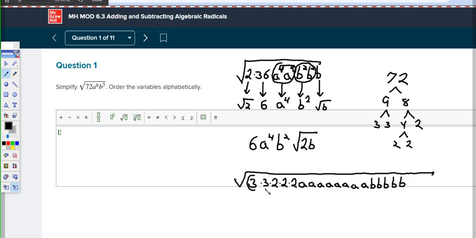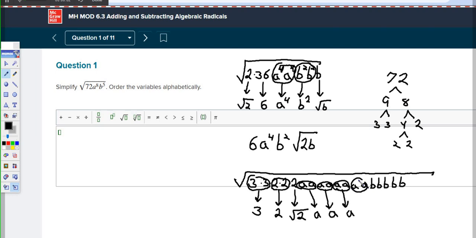All right, so here's a pair of 3's. Take it outside the radical as one of those 3's. Here's a pair of 2's. Take it outside the radical as a 2. That 2 is all by itself, not paired up, so that stays under the radical. Pair of a's. Take that outside the radical as one of those a's. Another pair of a's. Take it outside the radical as a. Another pair of a's. Take it outside the radical as a. Here I've got a pair of b's.